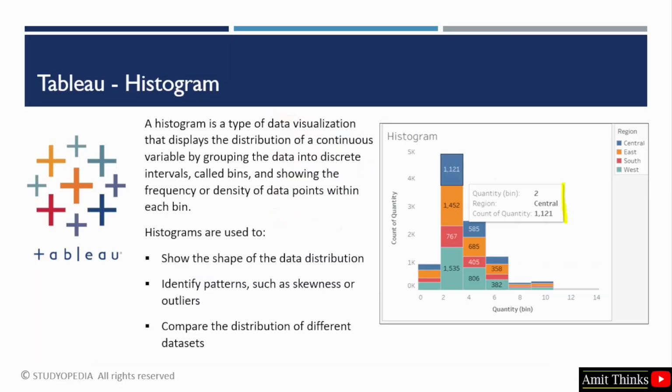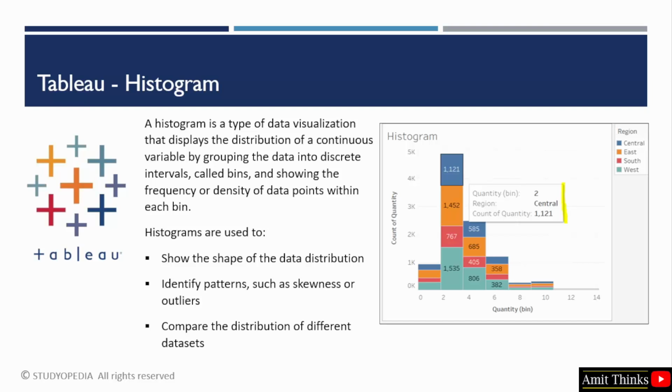If you want to display the distribution of a continuous variable by grouping the data into discrete intervals called bins, you can use a histogram, and also display the frequency or density of data points within each bin. Now you would be wondering what is a bin.